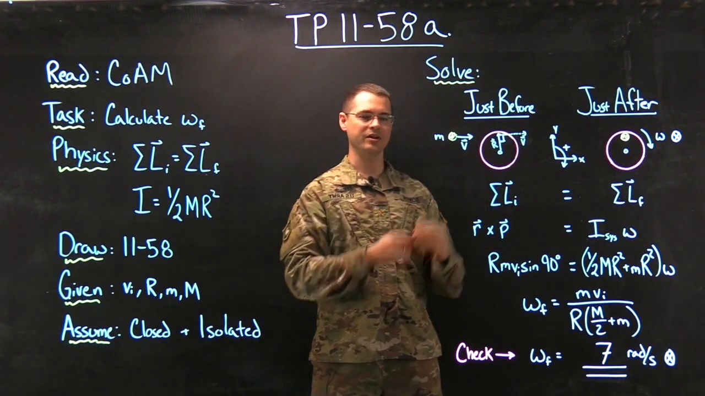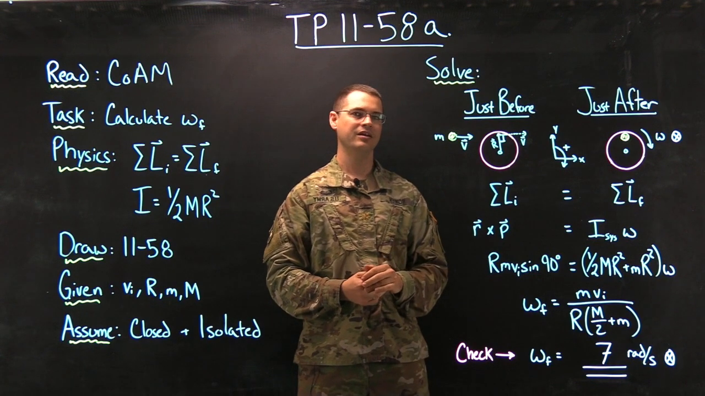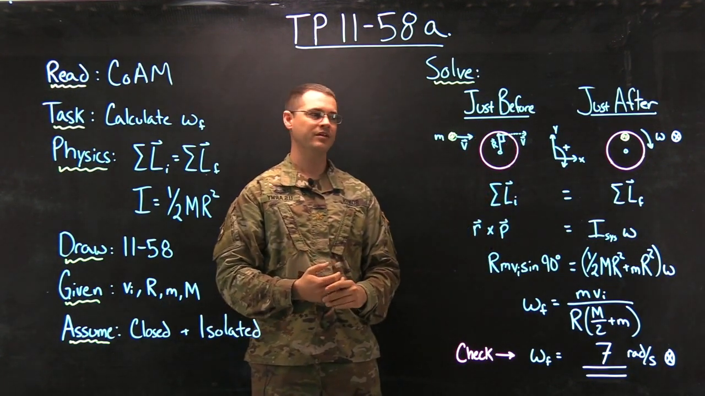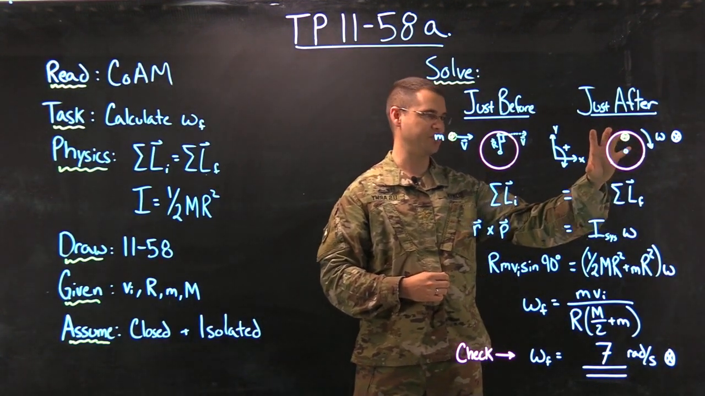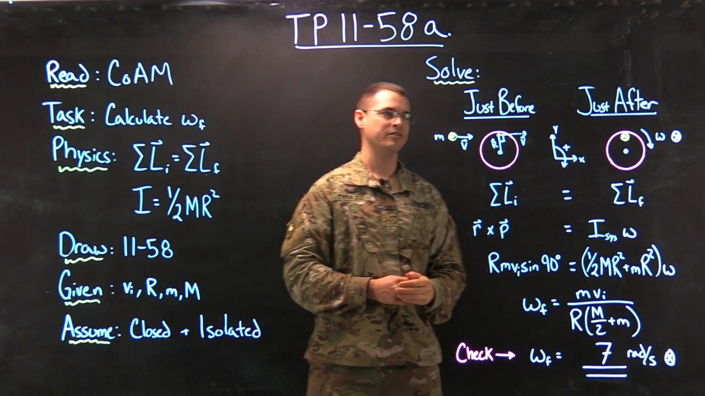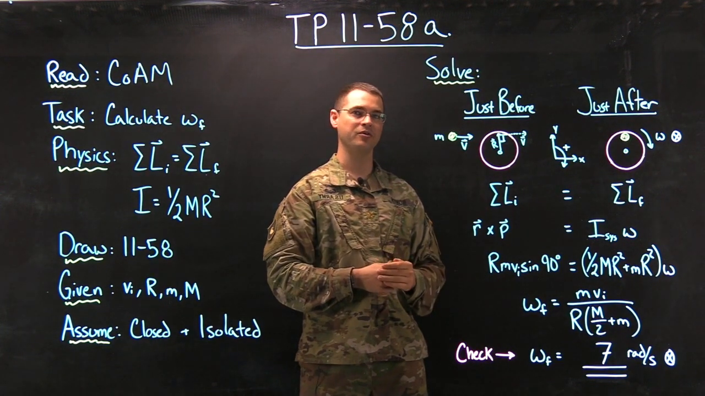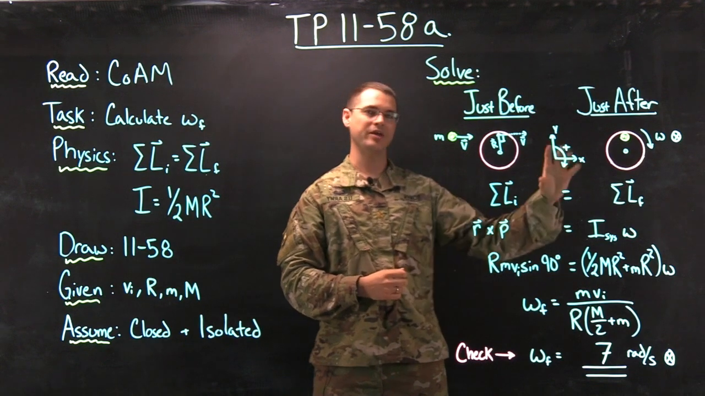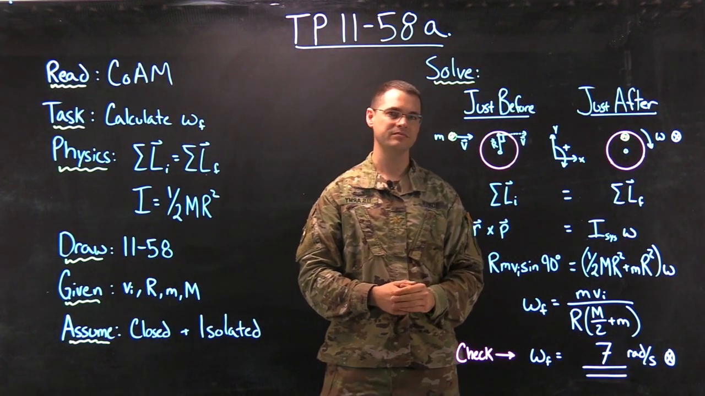Now, just before the collision, we have a point particle that's traveling with some velocity through space, and a disk that's not moving. After the collision, we have a point particle that's attached to a disk, and they're both rotating through space. So we have our just before picture with the mass and velocity of our point particle giving us a linear momentum, and a just after picture showing a rotating system with a linked coordinate axis.